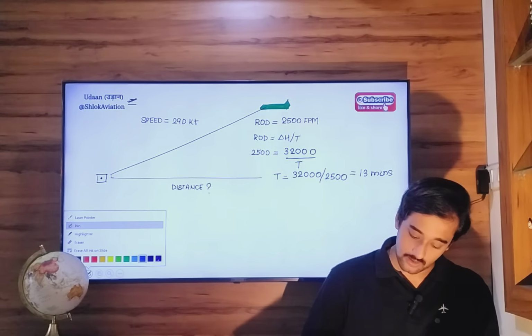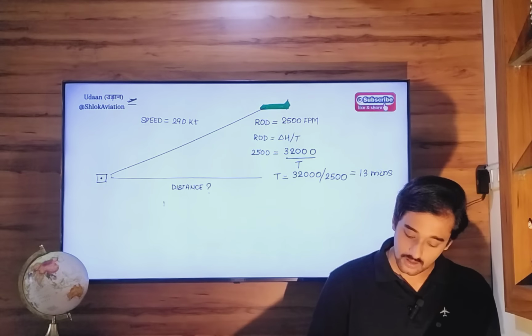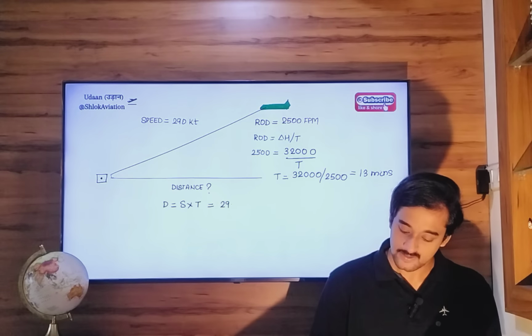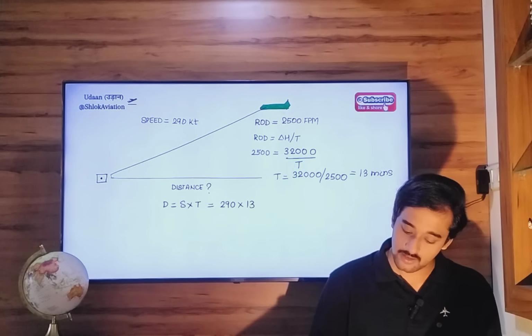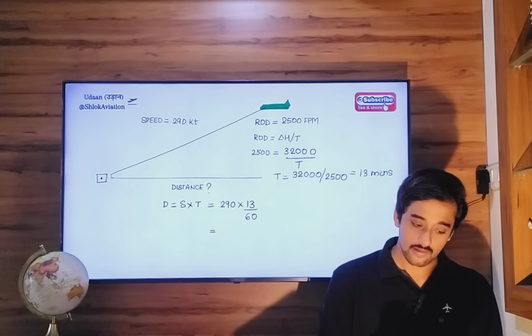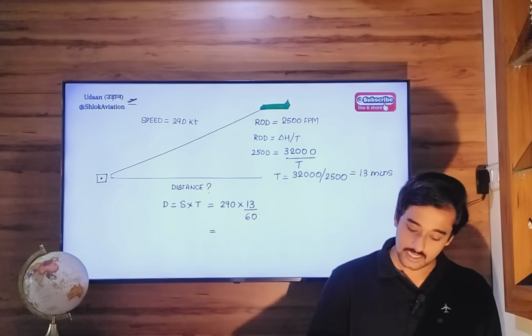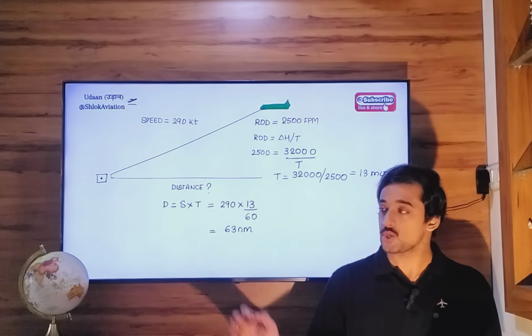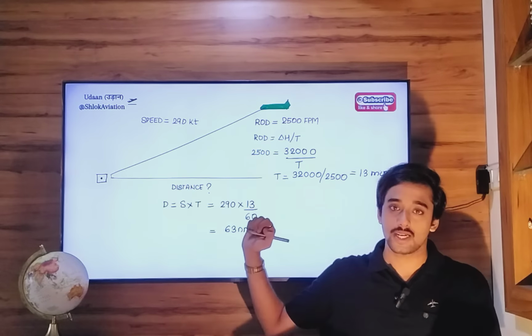So distance will be equal to speed into time. Speed is 290 knots. Time is 13 minutes divided by 60 hours. So 290 into 13 divided by 60 is 62.8 or approximately 63 nautical miles. So your aircraft is 63 miles away from the DME station.